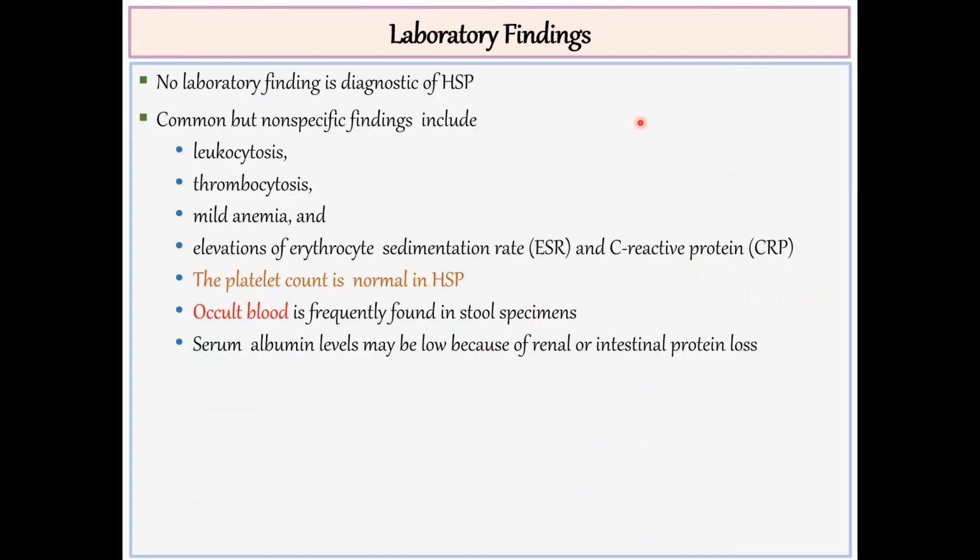Laboratory findings. No laboratory finding is diagnostic of Henoch-Schönlein purpura. Common but nonspecific findings include leukocytosis, thrombocytosis, mild anemia, and elevations of erythrocyte sedimentation rate, ESR, and C-reactive protein, CRP. The platelet count is normal in Henoch-Schönlein purpura. Occult blood is frequently found in stool specimens. Serum albumin levels may be low because of renal or intestinal protein loss.